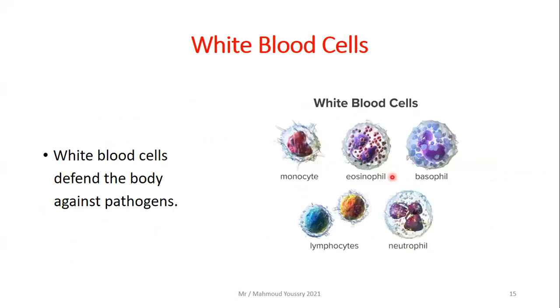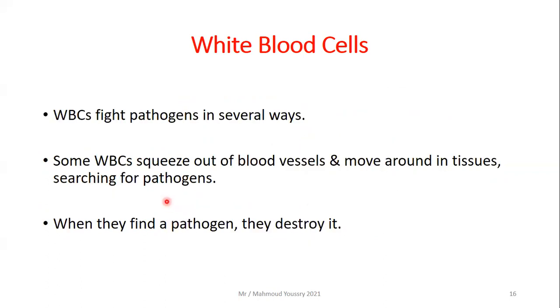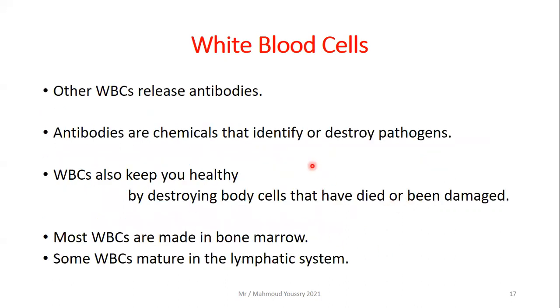These are different types of white blood cells. White blood cells defend the body against pathogens. White blood cells fight pathogens in several ways, like what? Some WBCs squeeze out of the blood vessels and move around in tissues, searching for pathogens. Once they find a pathogen, they destroy it immediately. Other white blood cells release antibodies. The antibodies are chemicals that defend against or destroy pathogens.